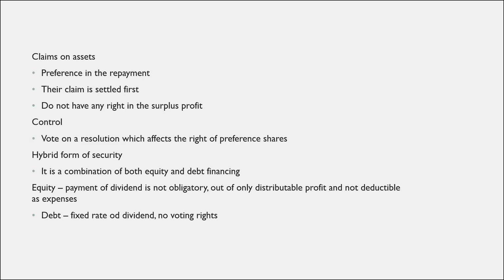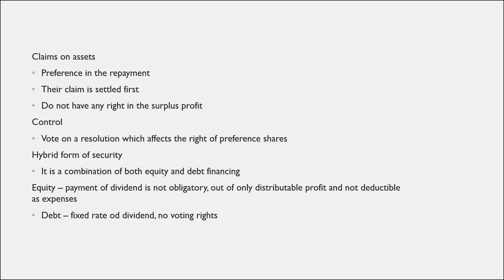Preference shareholders are not the real owners, but they will be paid first before the equity shareholders. Preference shareholders have no right to take part in the surplus asset of the company, but they have a right to claim their capital amount from the company.